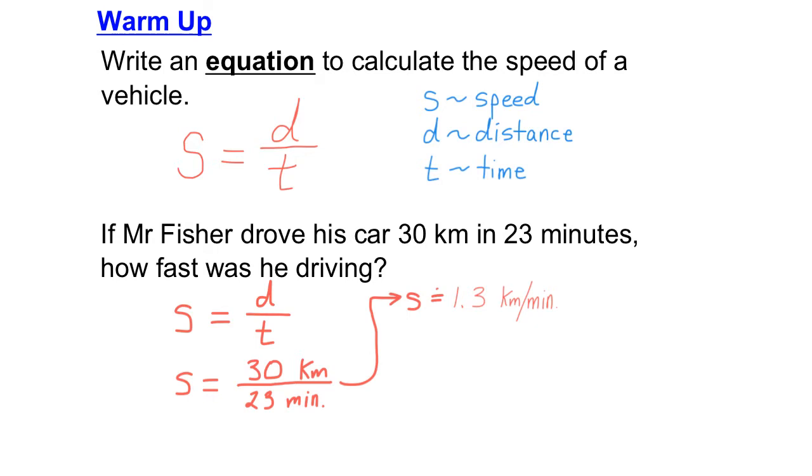So hopefully you were able to come up with something like this. Speed is equal to distance over time. So if I'm driving 30 kilometers in 23 minutes, 30 kilometers divided by 23 minutes, that's about 1.3 kilometers per minute. And if you're really keen, you can change this to kilometers per hour, knowing that there are 60 minutes in each hour. So multiply this by 60, it's about 78 kilometers per hour.